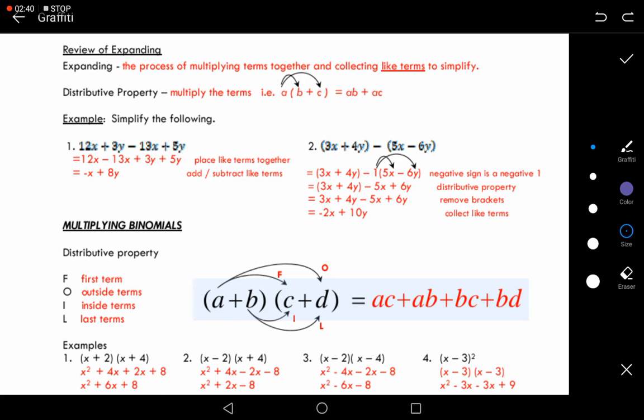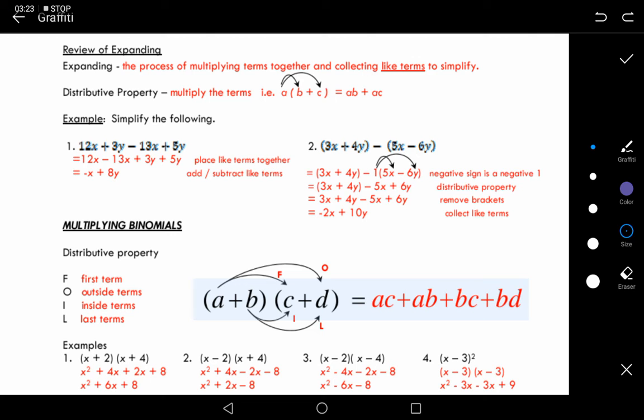Let's quickly review expanding. Expanding is the process of multiplying terms together and collecting like terms to simplify. A couple of things you need to know here. Like terms, remember, we did go through this in the review, are terms that have the same variable and the same exponent. So x squared and x squared would be like terms. 5x squared and negative 7x squared would be like terms. 5x and 3y are not like terms because they don't have the same variable.